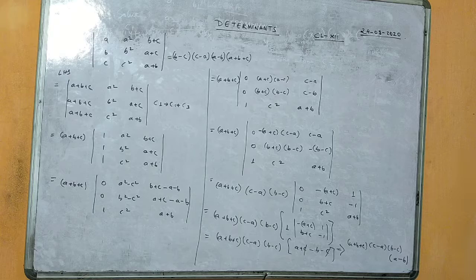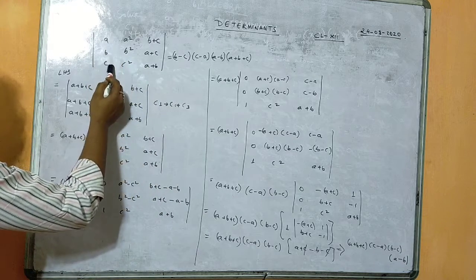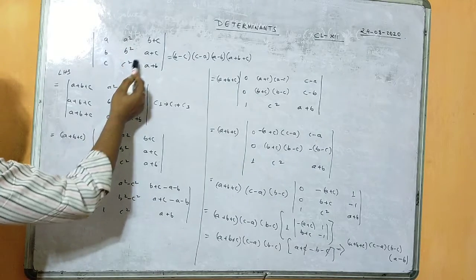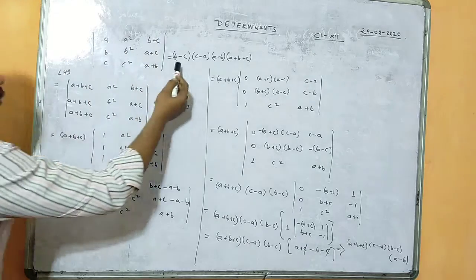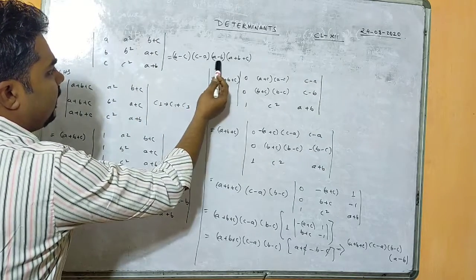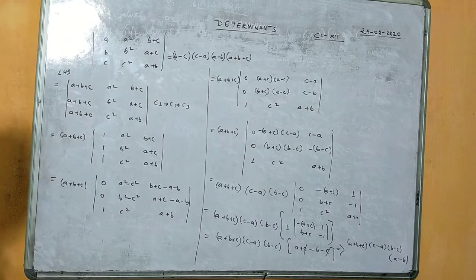Next question we have here, question number 9. In question number 9, on the left hand side we have a, b, c; a square, b square, c square; b plus c, a plus c, a plus b. On the right hand side we have b minus c, c minus a, a minus b, a plus b plus c. So we have to prove that left hand side equals right hand side.